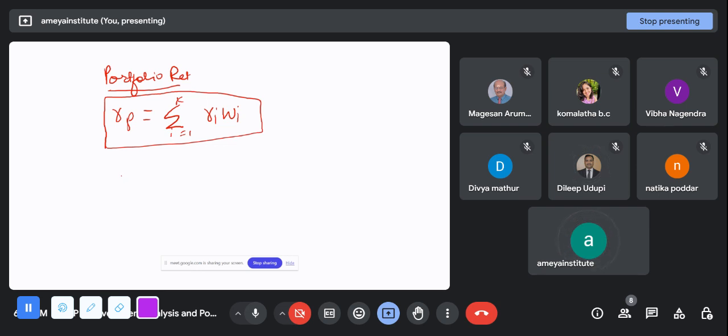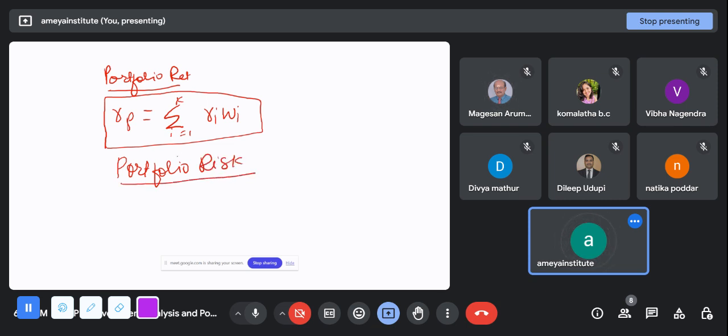So shall we move to the risk calculation now, portfolio risk? Yes. Okay, sir, you can move. Yeah. Now every asset will have return as well as risk, right? So now we'll discuss what portfolio risk is.